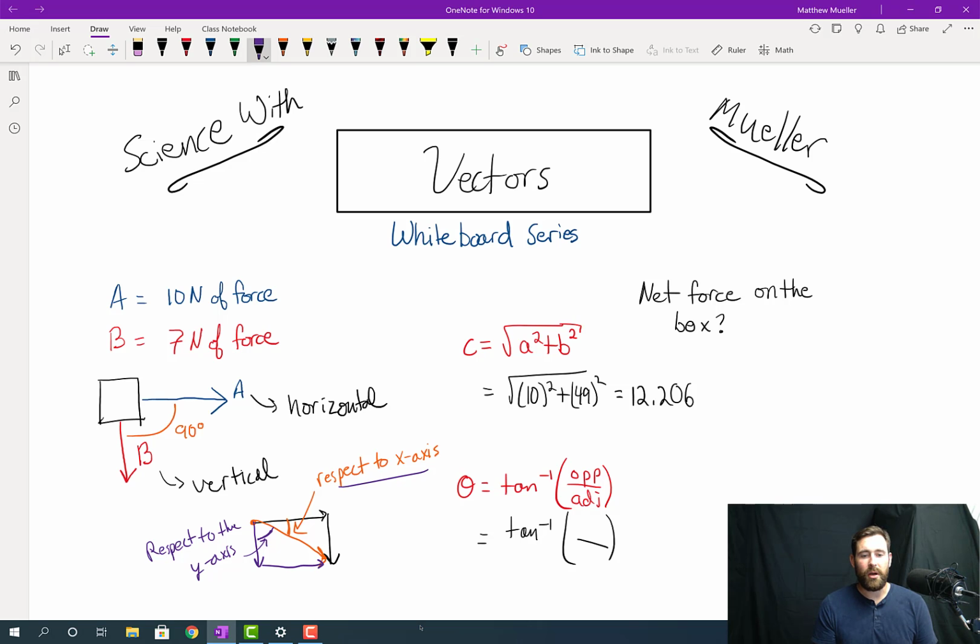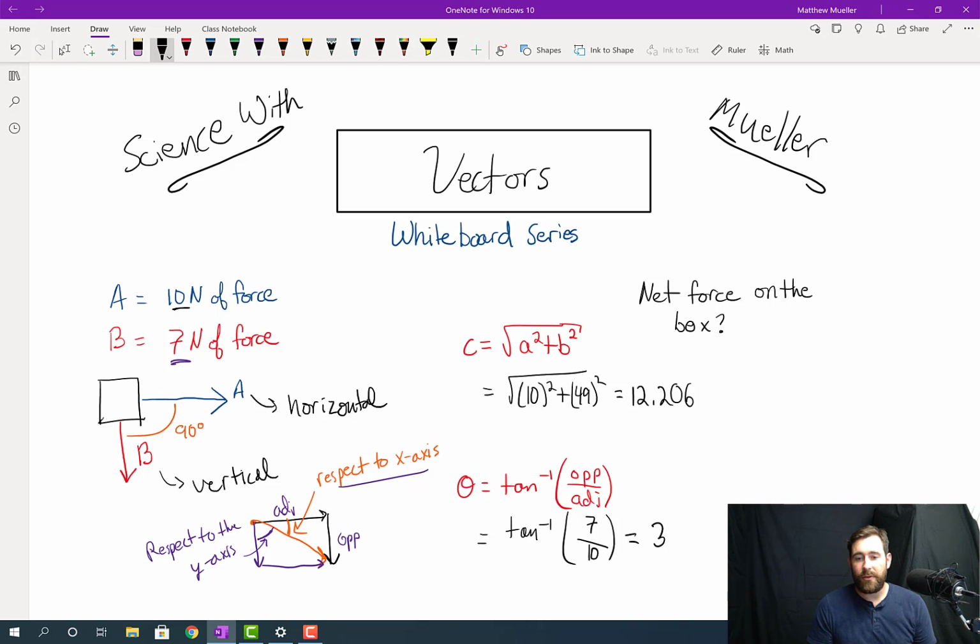So here, if we look, the vertical vector is going to be opposite, and the horizontal vector is going to be adjacent. So then we're going to go ahead and put those into our fraction here. So the vertical component, that's B, that's got 7 newtons there. So we put the 7 on the top. And the horizontal vector, A, is a power of 10. So we put 10 there. And now we just punch it into our calculator and get a number.